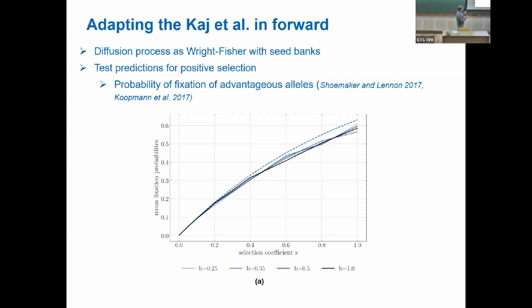Okay, so the dotted line is the theoretical expectation. I think we used one of the classic expectations, I can't remember exactly which one. And for higher selection coefficients, you see that it's getting a little bit off.